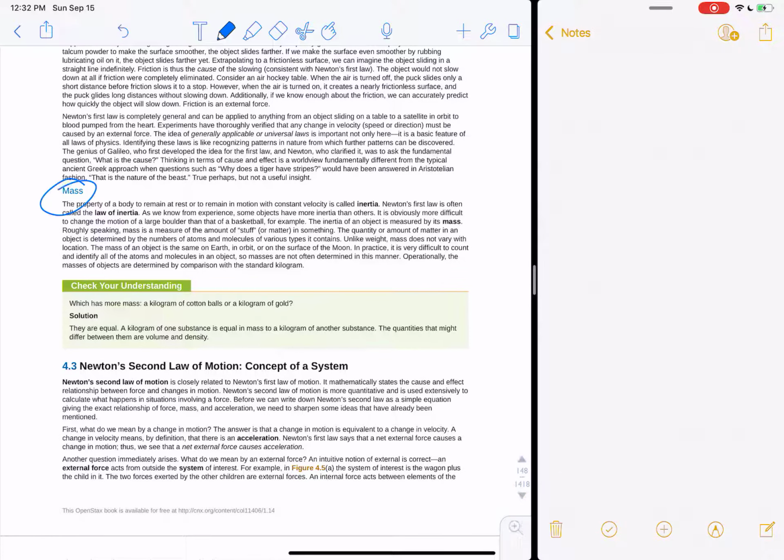This property that allows something to remain at rest or in motion is called inertia, and it's just mass. When you talk about the number of kilograms something has, what you're talking about is its inertia. The heavier an object is, the harder it is to get it to move, and the harder it is to stop it if it is moving.